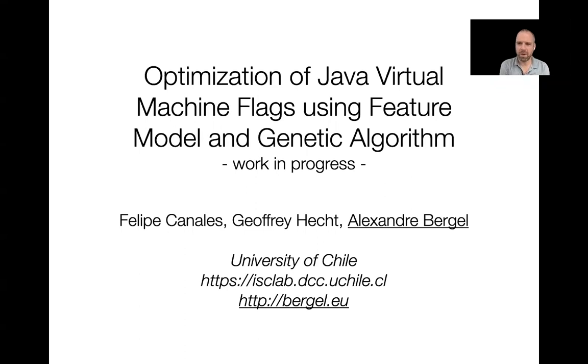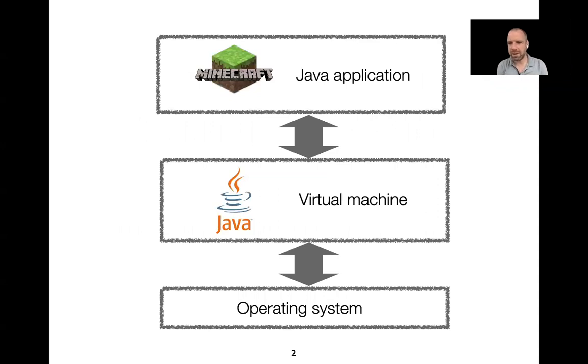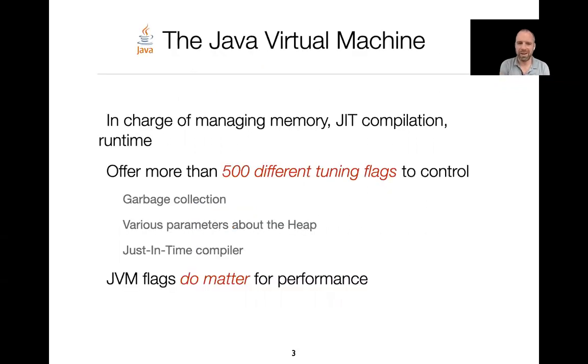So this presentation is about automatically improving the performance of a Java application by automatically tuning the configuration of the Java virtual machine. The Java virtual machine is between the operating system and the Java application. It is a pretty complex piece of software, in charge of managing the memory, making sure that the just-in-time compilation, which is the compilation process occurring while the application is being run, is correctly performed, and also monitoring various aspects of the runtime.